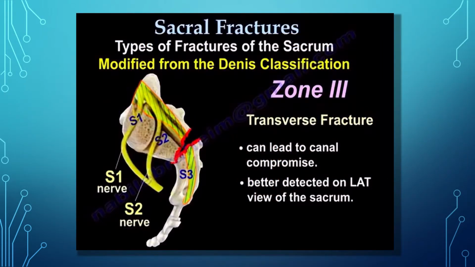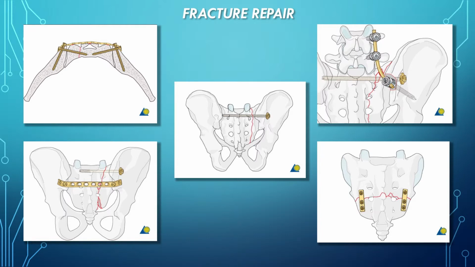Here we have a lateral view of the Zone 3 transverse fracture type. This can lead to canal compromise and is best detected on lateral views of the sacrum. In this slide we have 5 different types of repair of the sacral fractures through different types of screwing and plating.